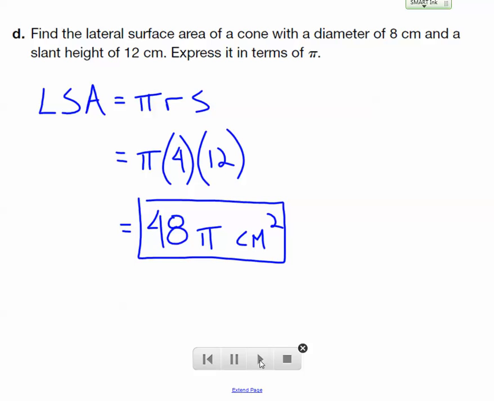If we wanted the total surface area, we would just find the area of that circle, which had a diameter of 8, and then add it to this 48 pi, which might get a little bit ugly. So we'll just stop right here for today.